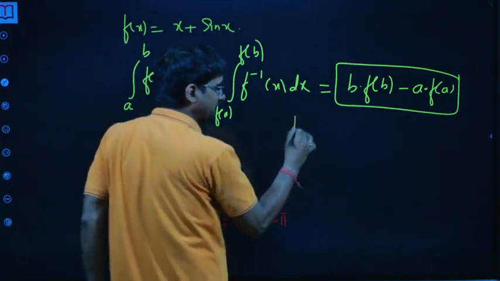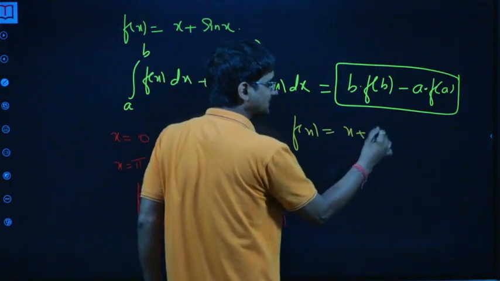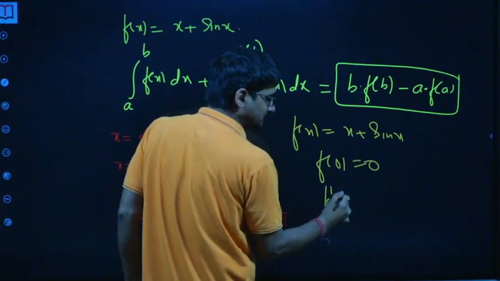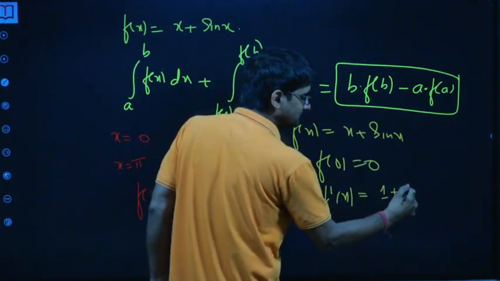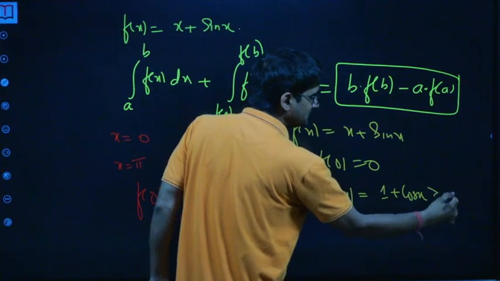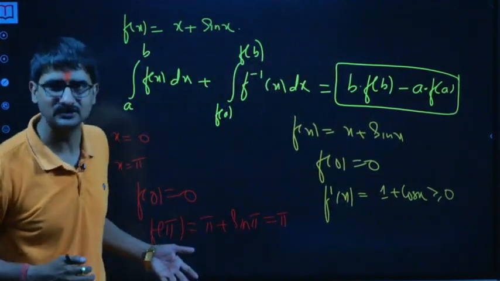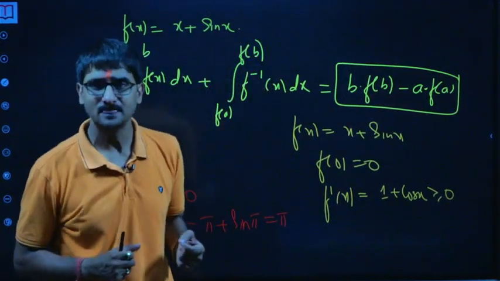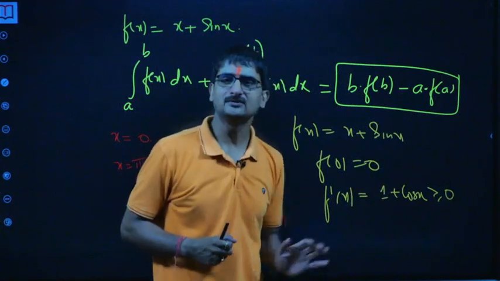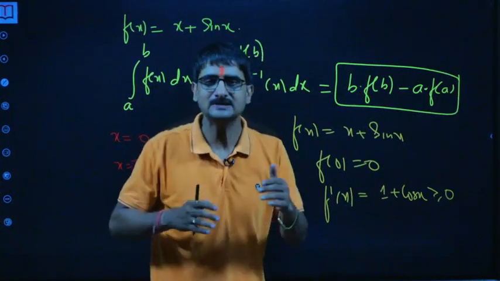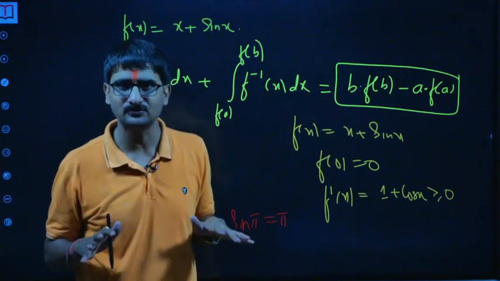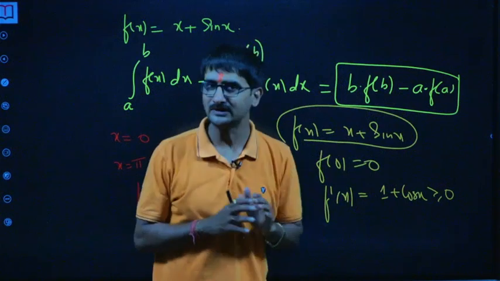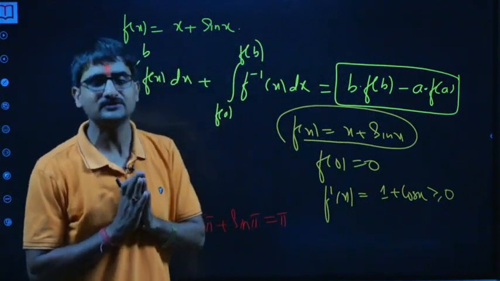Why? Because f(x) is x plus sin x, so f(0) is 0 for sure. Now differentiate: 1 plus cos x. This can never be negative, it is always positive. At most it can be 0, and that too only at one point, meaning at odd multiples of pi, at no more points. So that means f(x) is always positive.